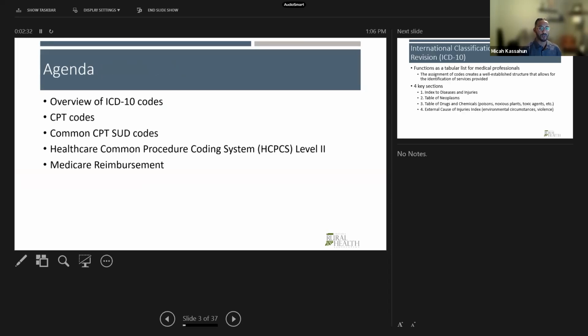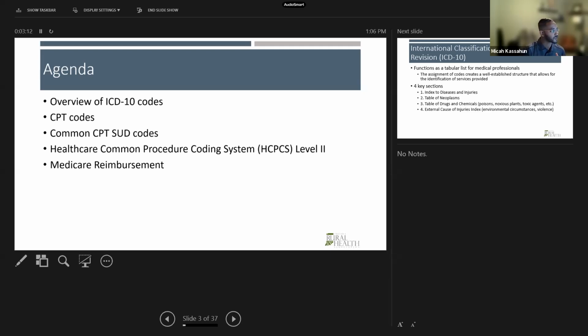So the agenda that I want to go over is that I'll be talking about an overview of ICD-10 codes. Then we'll go through CPT codes, also known as Current Procedural Terminology. Also, we'll talk about the common substance use disorder codes found within CPT codes that we use regularly within rural health. And then the Healthcare Common Procedure Coding System, commonly called HCPCS. I just like to abbreviate. It's really simple. Again, you might be really familiar with this already if you're watching right now. And then Medicare reimbursement and the eligibility requirements regarding all of that.